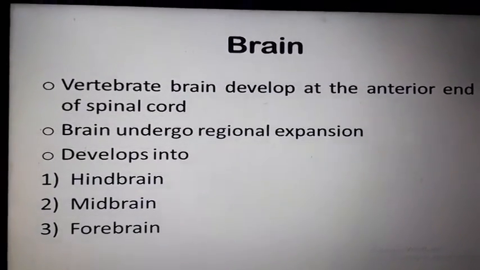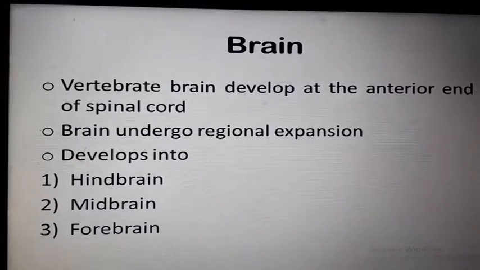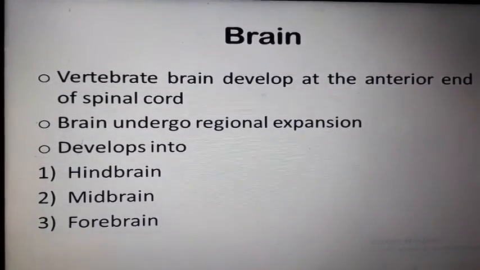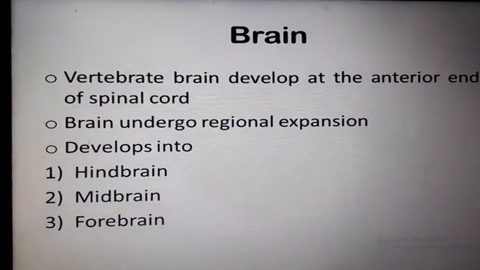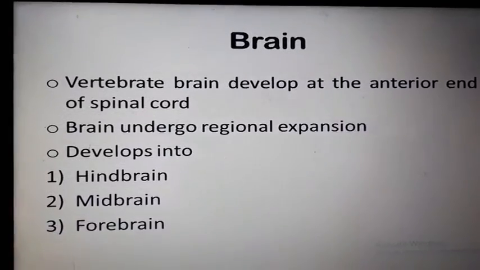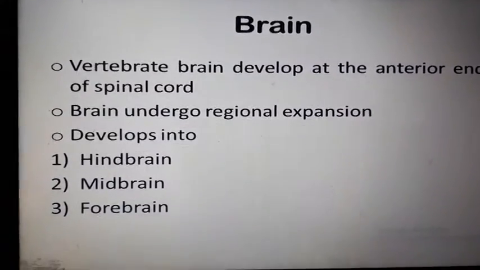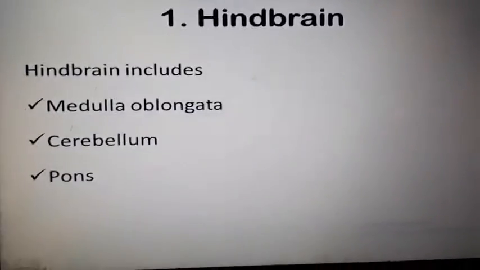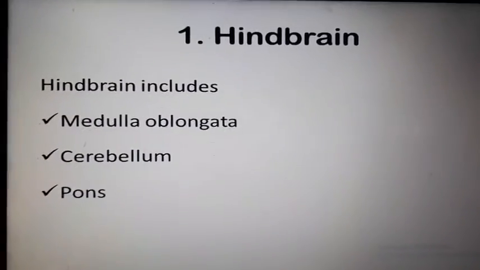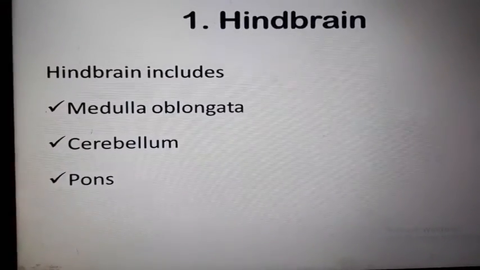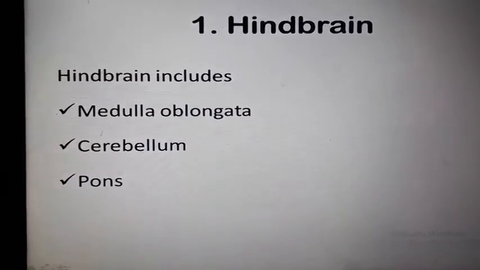The central canal of the spinal cord extends up into the brain, and it expands into chambers. These chambers are called the ventricles, and these ventricles are filled with cerebrospinal fluid. We will discuss them in detail one by one. First is the hindbrain. The hindbrain includes the medulla oblongata, cerebellum and pons as well.